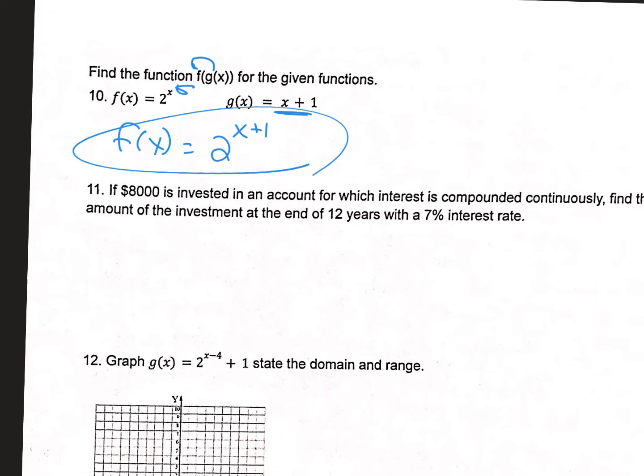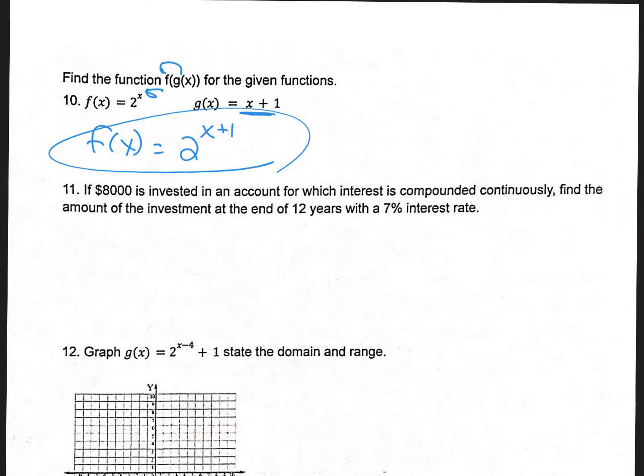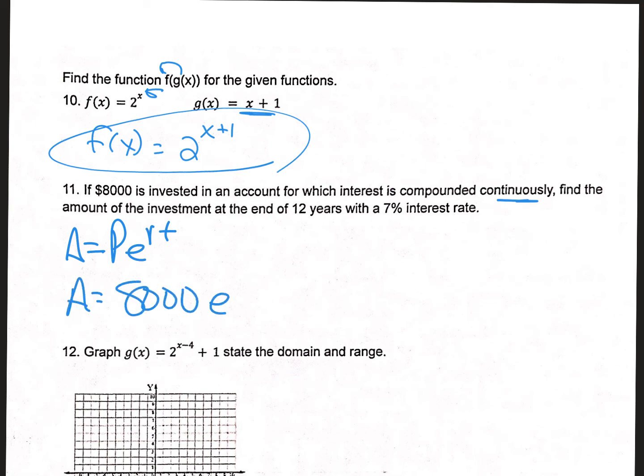Pretty simple. Number 11, if $8,000 is invested in an account for which interest is compounded, the key word here, continuously, that means I'm using PERT. I'm using A equals P e to the rt power. I'm going to go ahead and punch this stuff in. 8,000 is my principal. The rate is 0.07 times 12. So I'm going to put 0.07 times 12 in parentheses as my exponent.